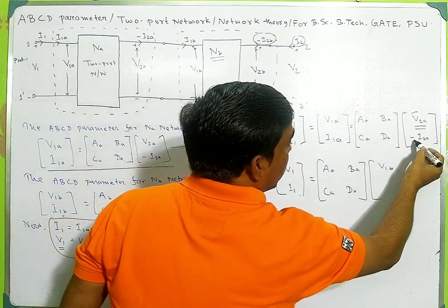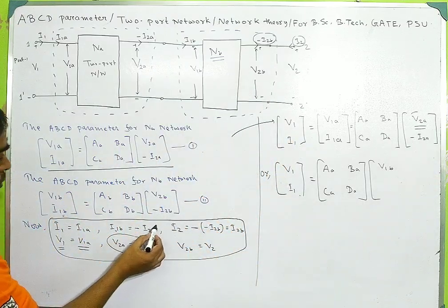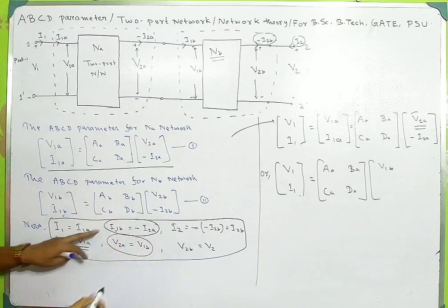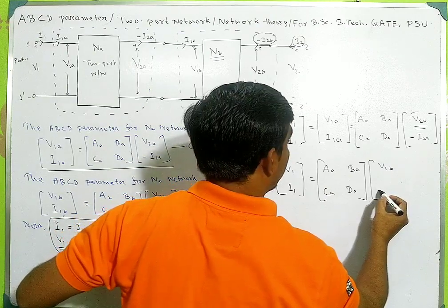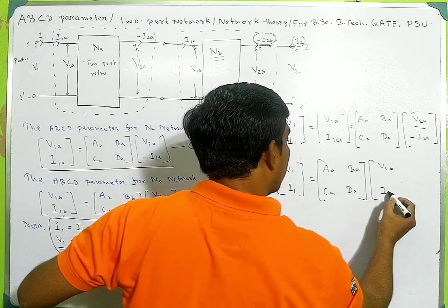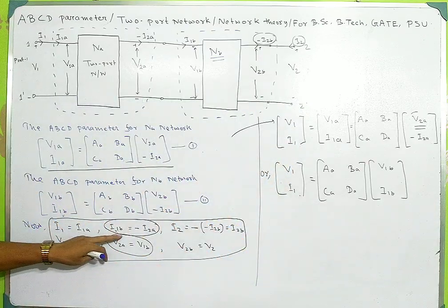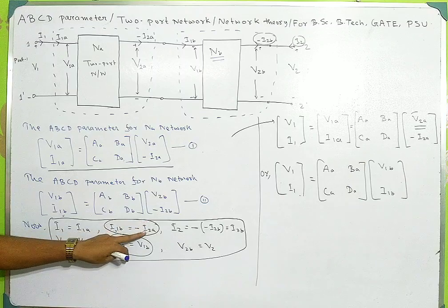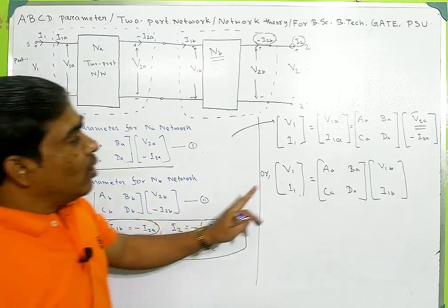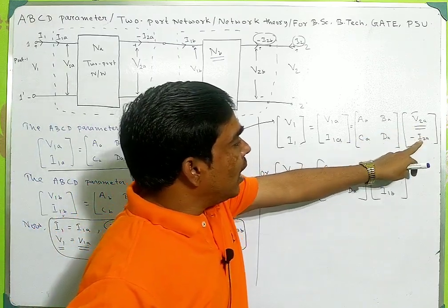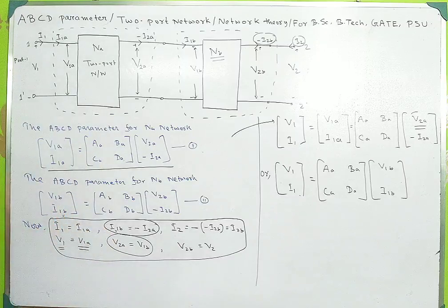Now this is minus I2A. Minus I2A can be written as this I1B. So I1B is placed in the position of minus I2A. So I put these values V2A and minus I2A from these two equations.